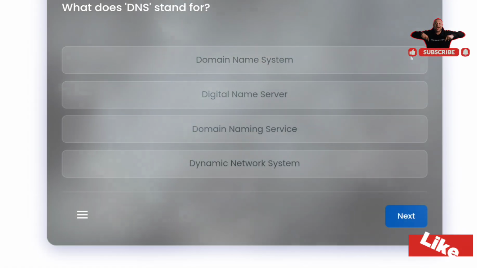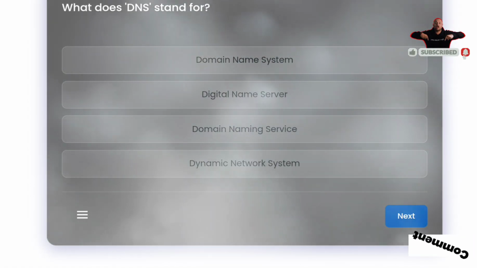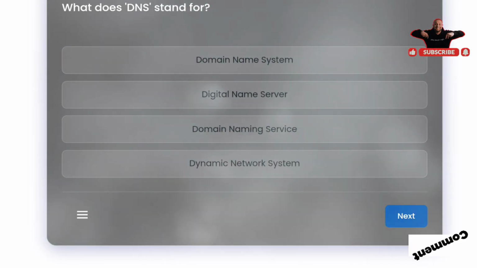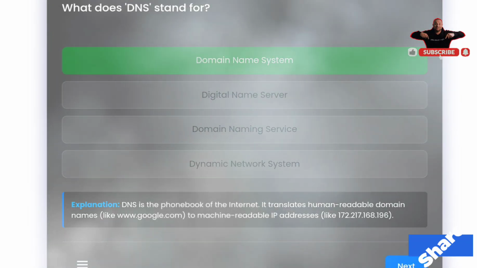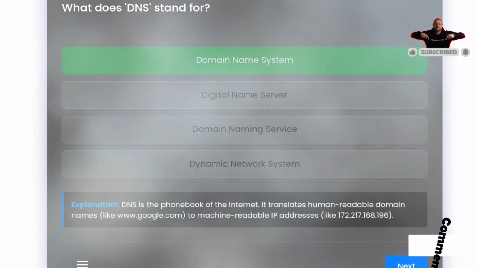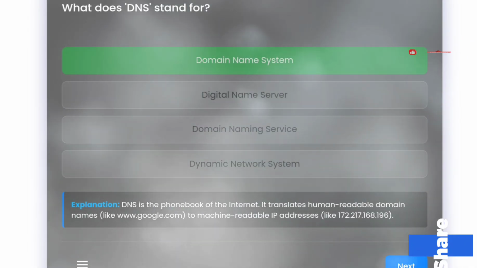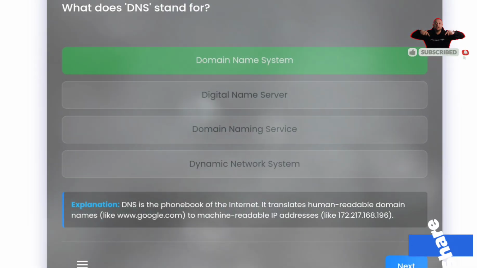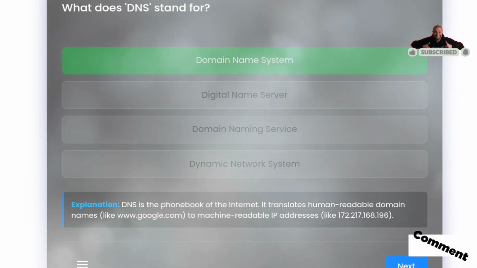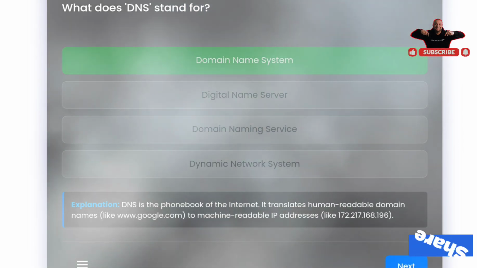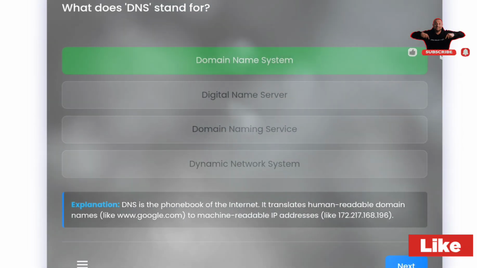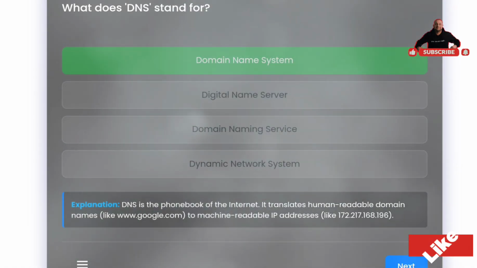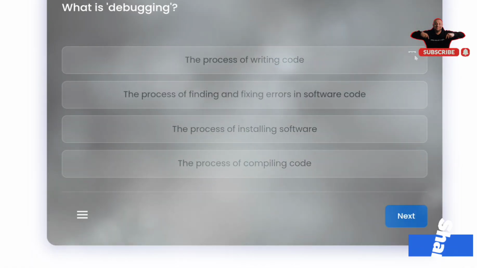What does DNS stand for? Domain name system. Domain name system, or DNS, is the phone book of the internet. It translates human readable domain names like www.google.com. ओके, जो हम नाम रखते हैं ऐसे ऐसे नाम www.sum.com रखते हैं ना, वो डोमेन नेम सिस्टम होता है, DNS होता है.